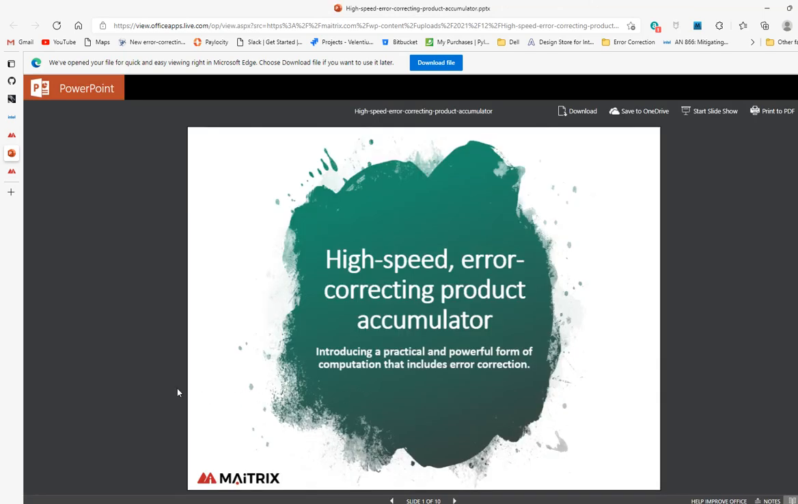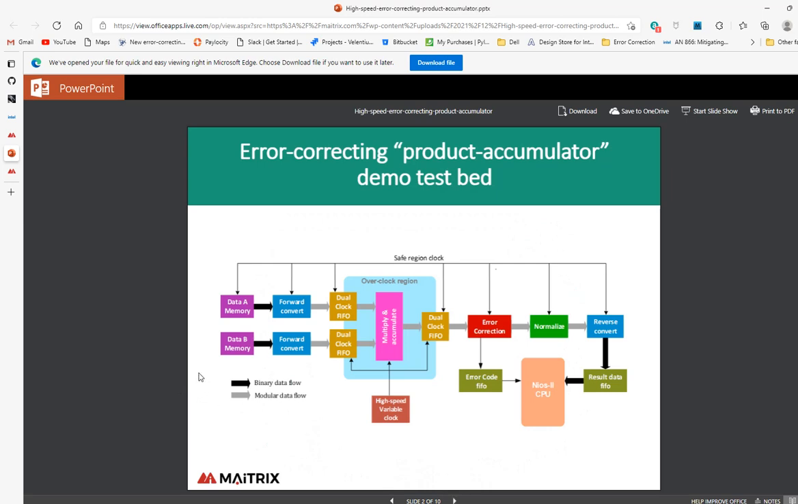The demonstration PowerPoint will describe the block diagram of our error correcting demonstration. If we look to the left in purple, we have a data A memory and a data B memory. These are ROMs, or actually RAMs in this case, that store 32-point fixed point binary. This binary is randomly chosen in this demonstration by the NEOS processor. It is signed values. That data is then sent into the blue box you see called forward convert.